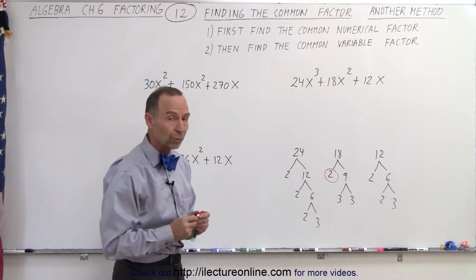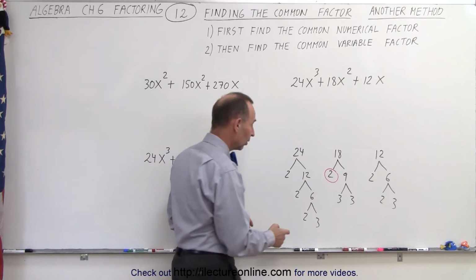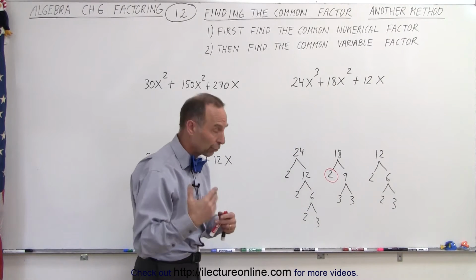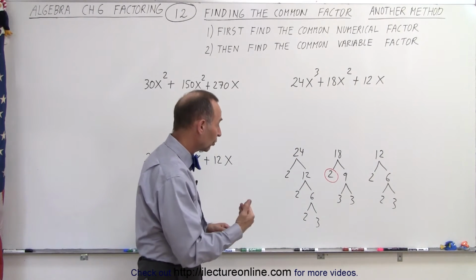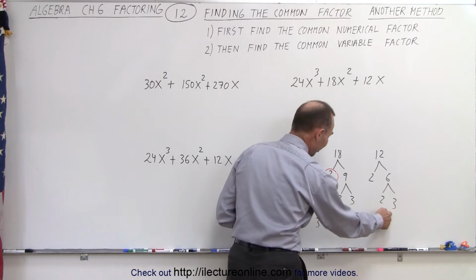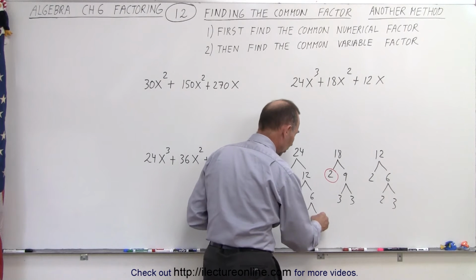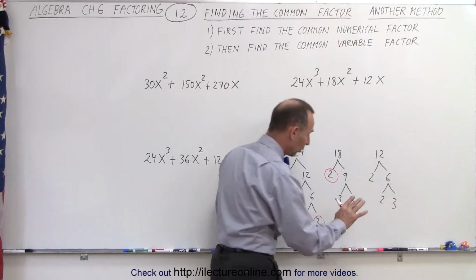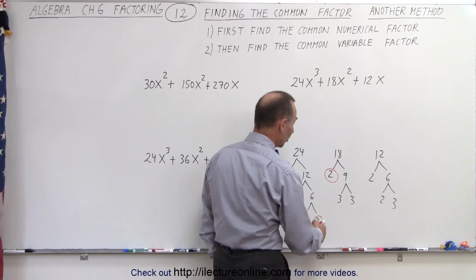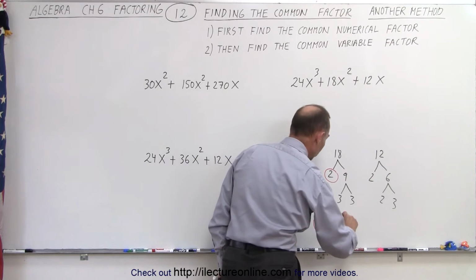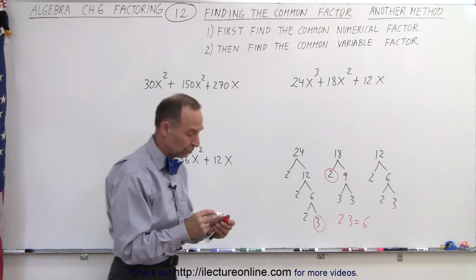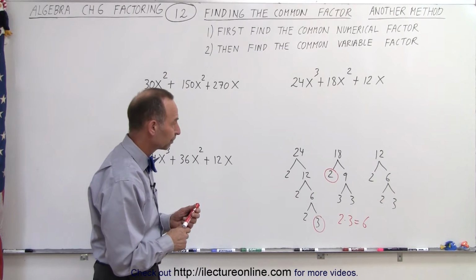Then we'll look at the number 3 and notice it appears over here, and over here. The number must appear for all three, but we're going to circle where it appears the least number of times. It only appears once here, it appears once there, so it doesn't matter which one we circle. We can circle this one. Here it appears twice. We don't want to do that. So it turns out that the numerical coefficient common to all three will be 2 times 3, which is 6. And that's how you can determine the numerical coefficient.